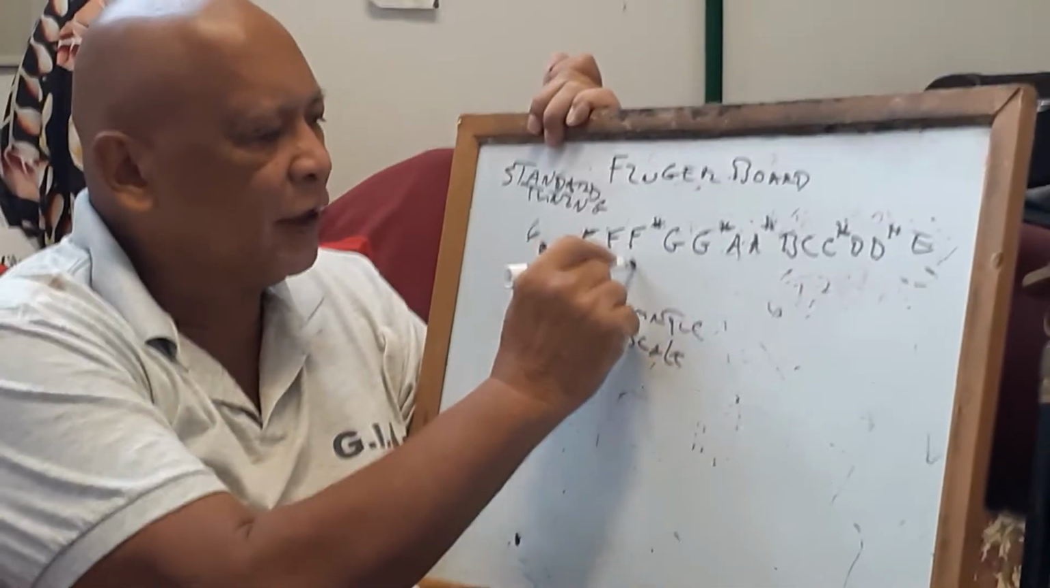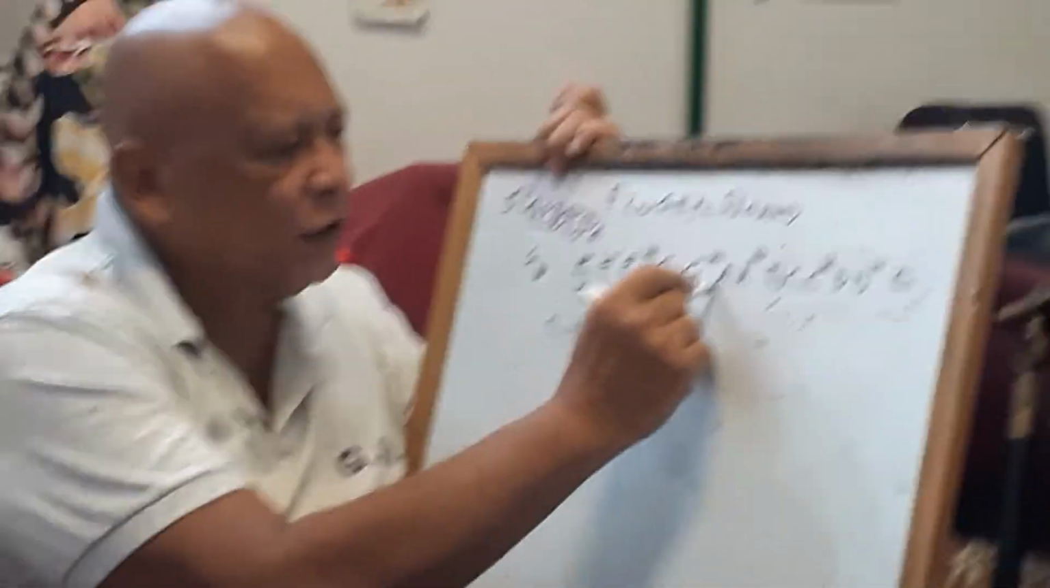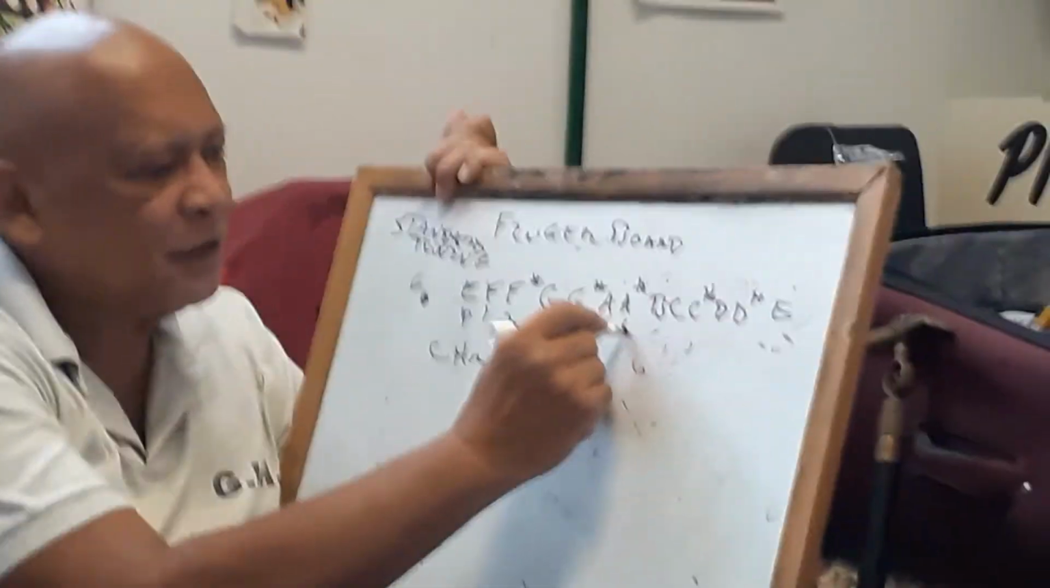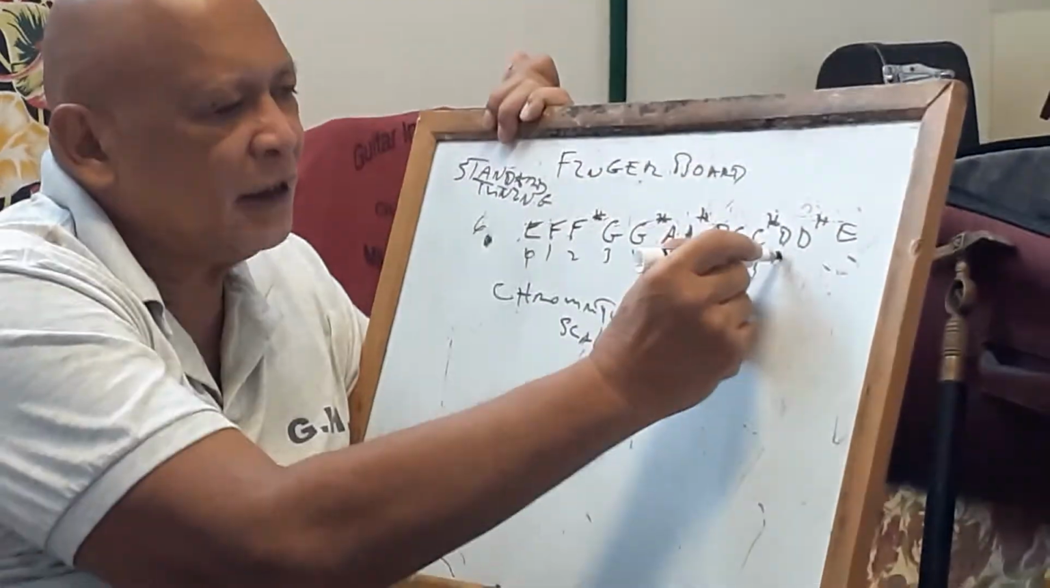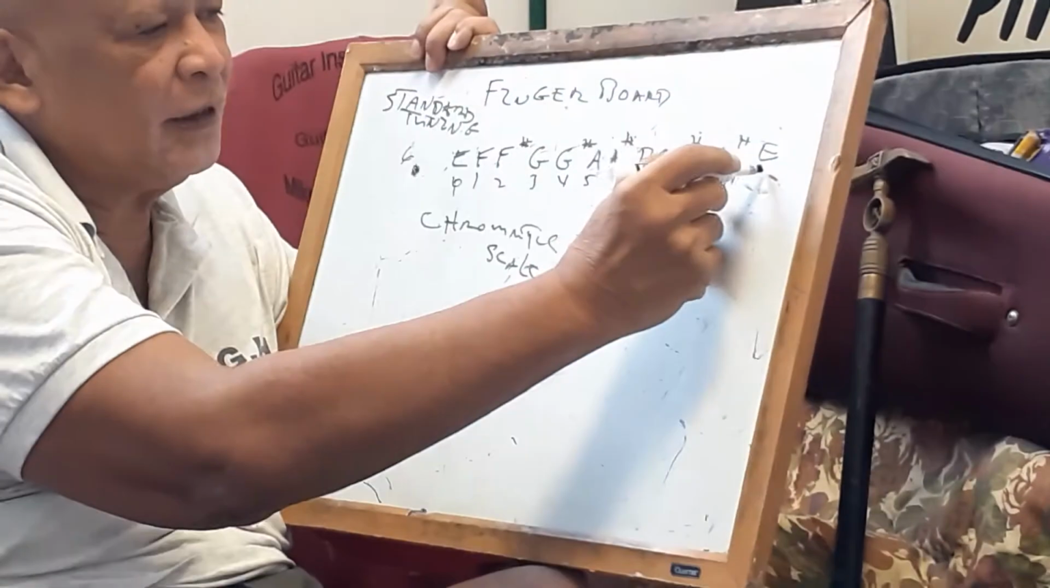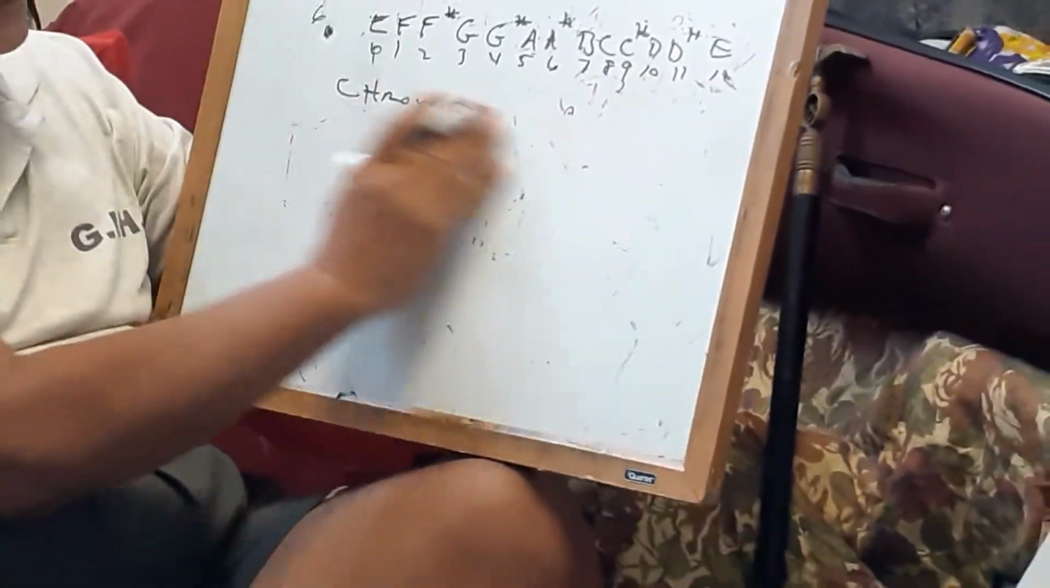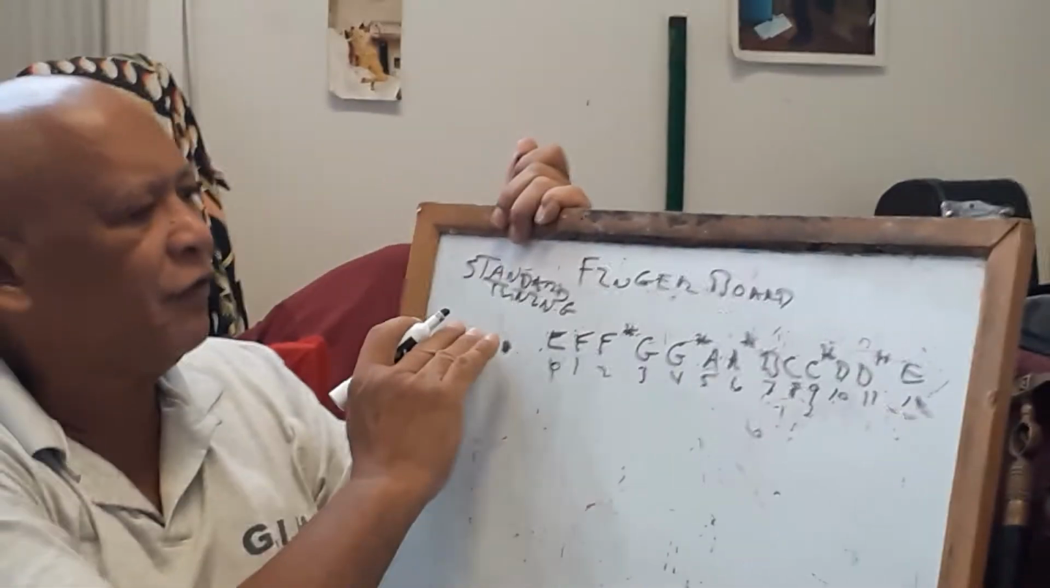F is the 1st fret, F sharp the 2nd fret, G the 3rd fret. G sharp is the 4th fret. A is the 5th fret. A sharp is the 6th fret. B is the 7th fret. C is the 8th fret. C sharp is the 9th fret. D is the 10th fret. D sharp is the 11th fret, and E is the 12th fret for the chromatic scale. This is a fingerboard study.